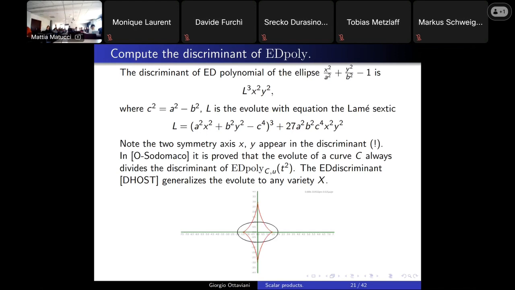Okay, your question was here. Maybe what I noticed is that the ED discriminant is the generalization of the evolute to any variable. And here there is the picture. The ED discriminant of the black curve is both green and red.